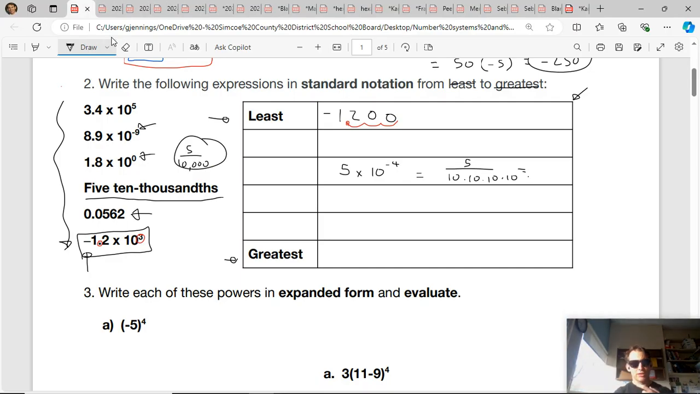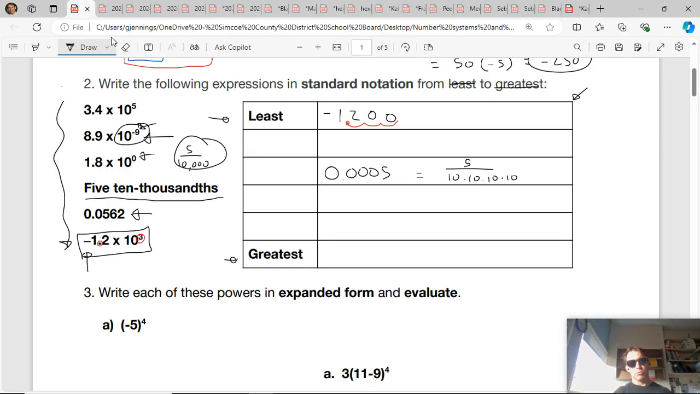Okay, so that goes there. That's that one, 5 times 10 to the minus 4. Oh, but I have to write it in standard notation, not just in scientific notation. Good thinking, Mr. Jennings, but it's actually 0.0005. That's 5 10,000ths. This one here is the absolute smallest because we're dividing by 9 copies of 10.